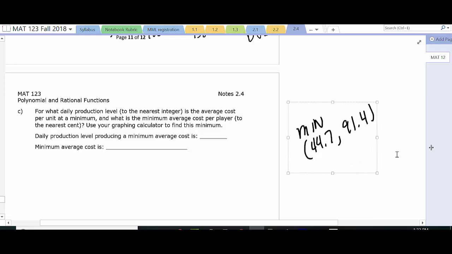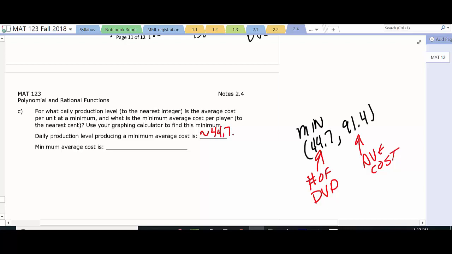What this means is the Y value is the average cost, and this right here would be the number of DVD players. So the daily production level that produces a minimum cost would be about 44.7. You could round that to 45. It looks like they want you to do the daily to the nearest integer, so we'll say it's about 45 DVDs. The minimum average cost will be about $91.40 per DVD player, or per day. I'm sorry, per day.